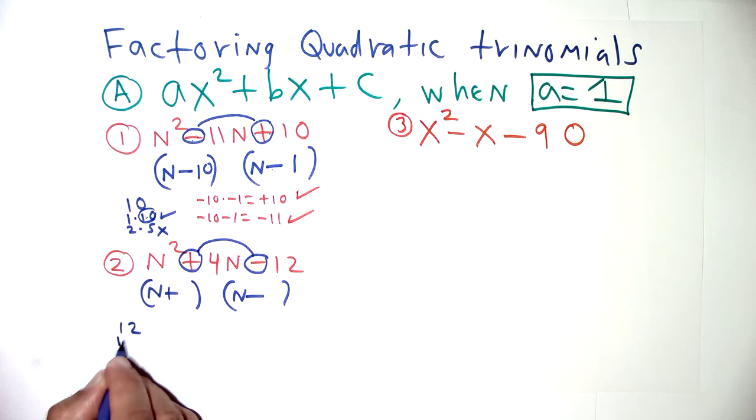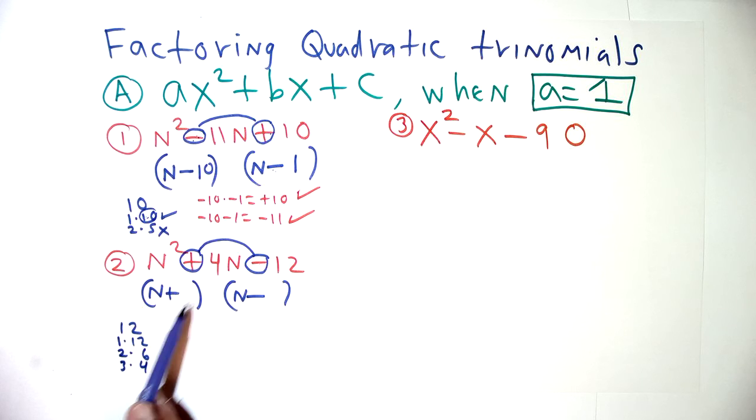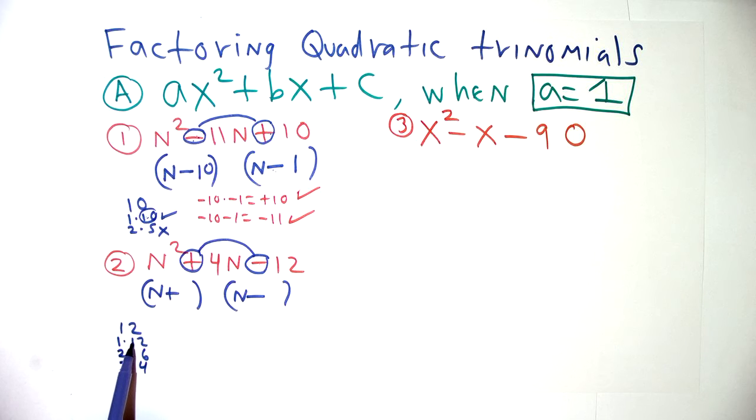So the first one, 1 times 12, 2 times 6, and 3 times 4. You see, those are the only factors of 12. And just like how we did before, your mindset should be, which one of these factors, when you put them together, will give you the 4 that you have in there. Clearly, by looking at 1 and 12, even if you add or subtract, it's going to be impossible for you to get 4. Like 12 plus 1 is 13, and 12 minus 1 is 11. So you know that's not going to do it.